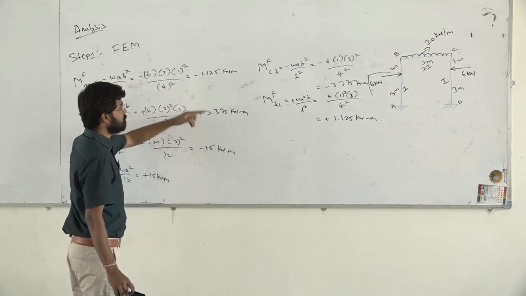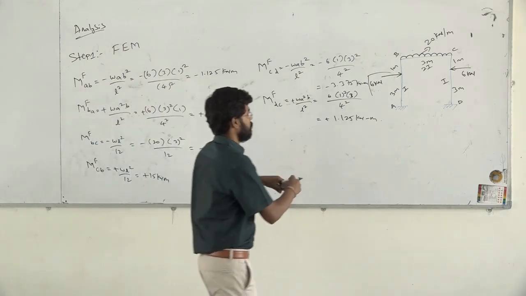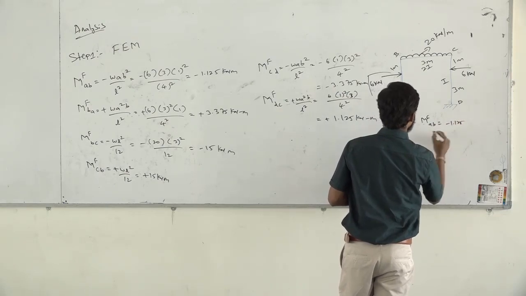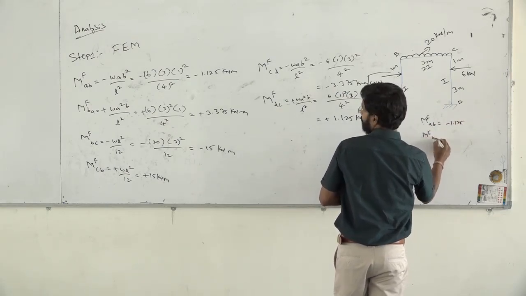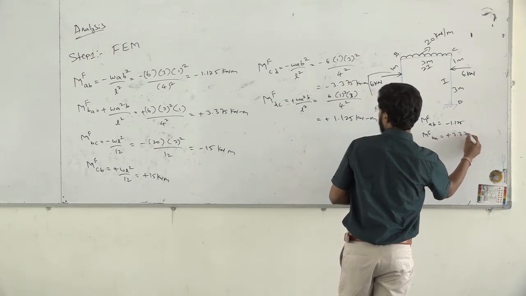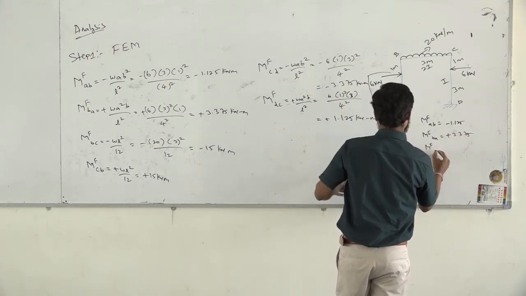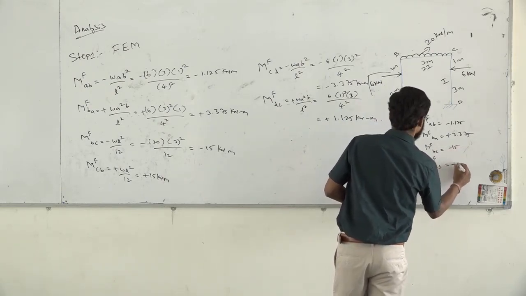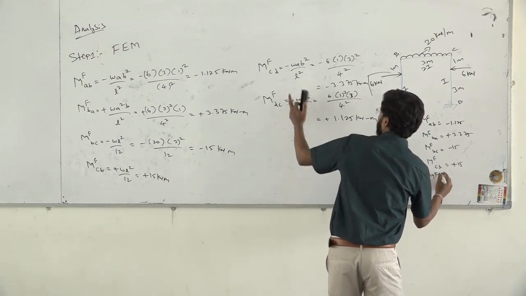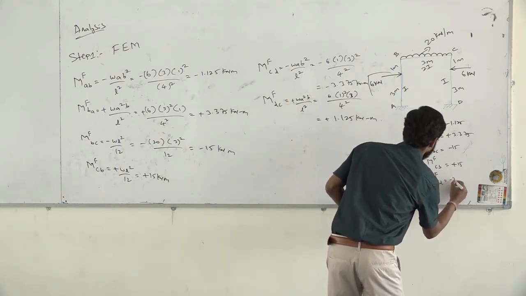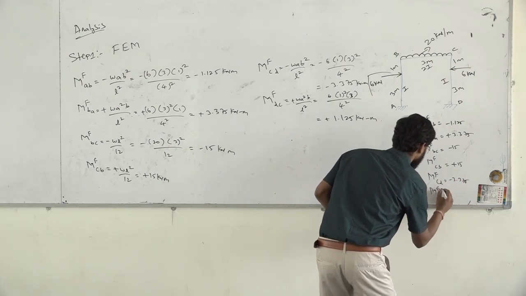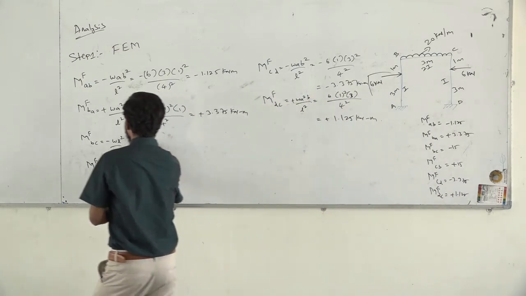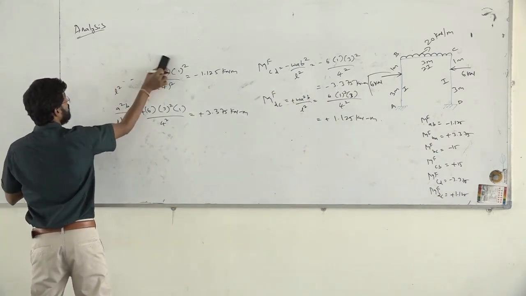Now once you are done with your fixed end moments, we have to go with our step 2. But before going to step 2, let us write these values here. MFAB as minus 1.125, MFBA as plus 3.375, MFBC as minus 1.5, MFCB as plus 1.5, MFCD as minus 3.375, and MFDC as plus 1.125. So these are our values for step 1, which is about fixed end moments.